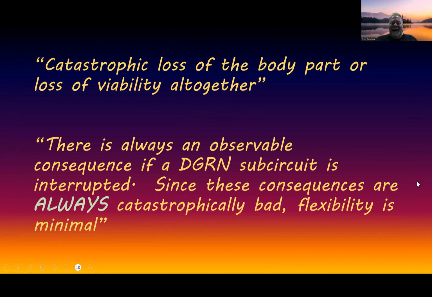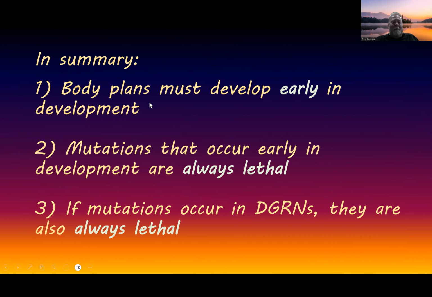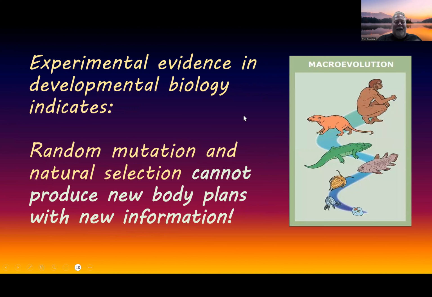So not only, what are we saying here? Not only do the body plans have to develop early in development, but if you have those changes occur early in development, they're always lethal. And not only that, but if you have mutations occur in these regulatory networks, besides these other things, those mutations are also always lethal. And in order to get a mutation to work, you've got to have these networks. So what are we saying? Well, basically, the experimental evidence is indicating that random mutation and natural selection can't produce new body plans with new information because it has to occur early, but when it occurs early, it's always lethal.